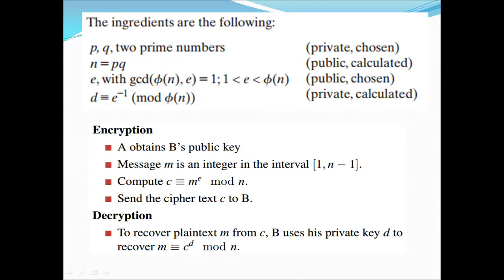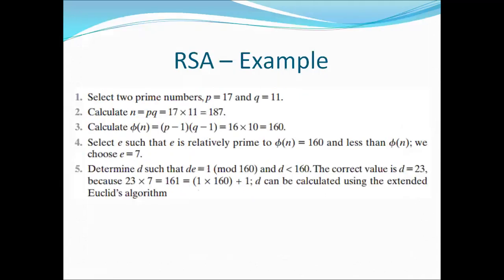B. The decryption process is all about recovering the plaintext M from the ciphertext C. So B uses his private key D to recover M congruent to C power D mod n. This is one of the simple examples for the RSA algorithm.